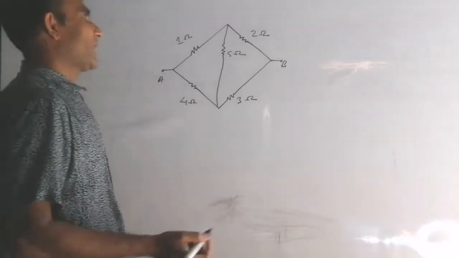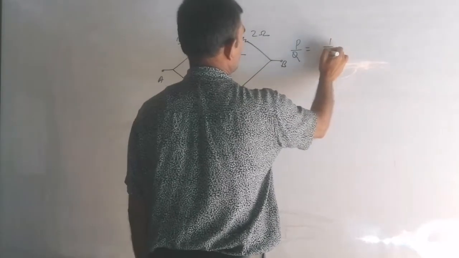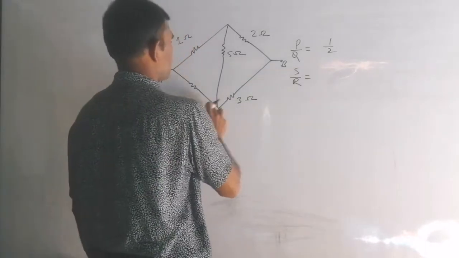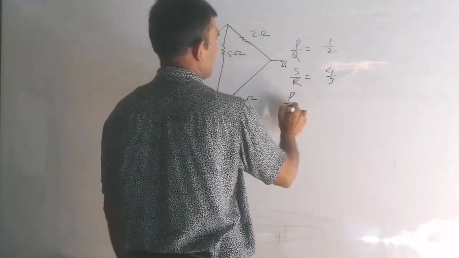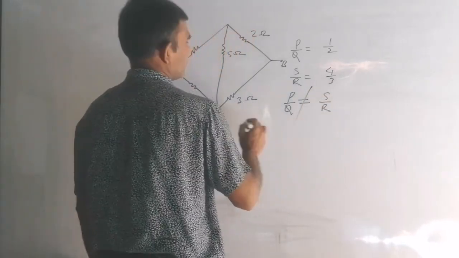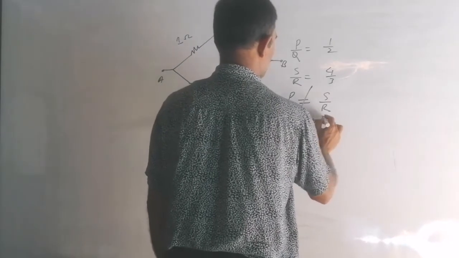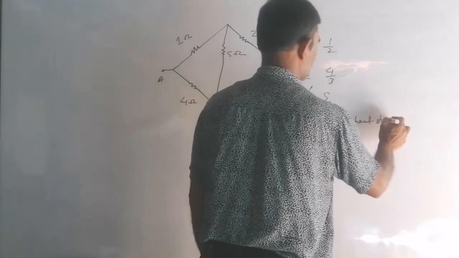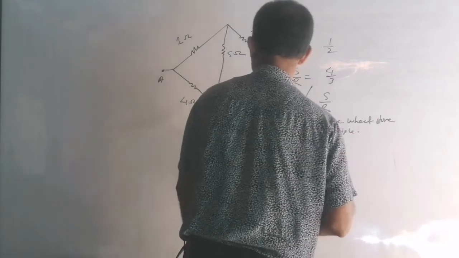Now see this. This time, if you try from the previous trick where it fails, P by Q equals 1 upon 2, and here S upon R becomes 4 upon 3. So this time P by Q is not equal to S by R. So we cannot use the Wheatstone bridge principle here. So what can you do?